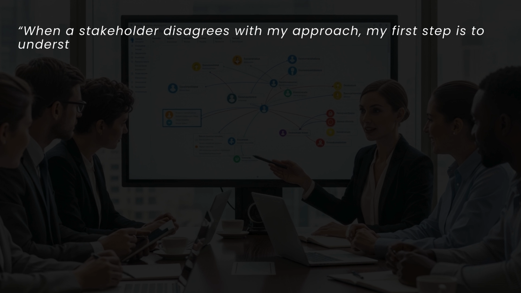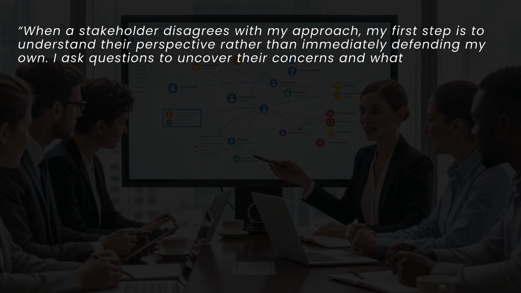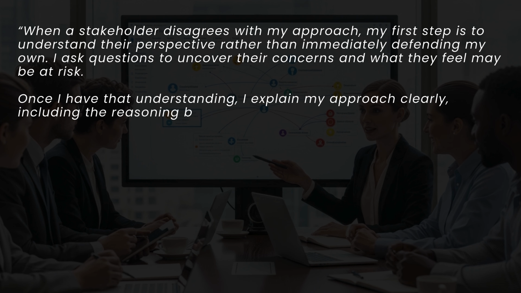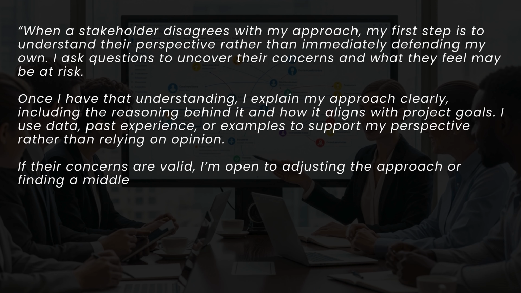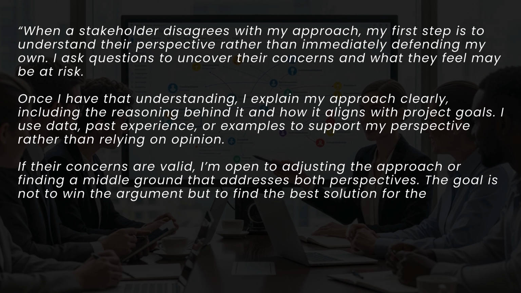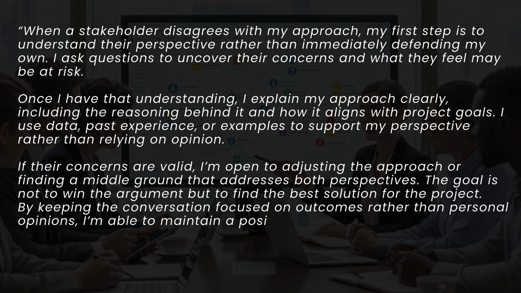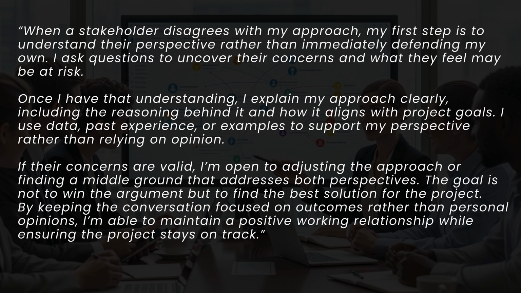When a stakeholder disagrees with my approach, my first step is to understand their perspective rather than immediately defending my own. I ask questions to uncover their concerns and what they feel may be at risk. Once I have that understanding, I explain my approach clearly, including the reasoning behind it and how it aligns with project goals. I use data, past experience, or examples to support my perspective rather than relying on opinion. If their concerns are valid, I'm open to adjusting the approach or finding a middle ground that addresses both perspectives.